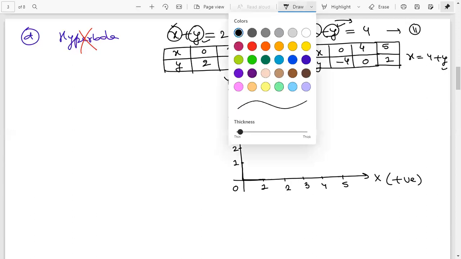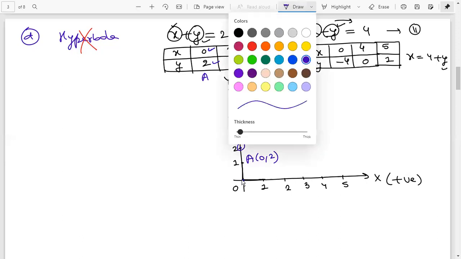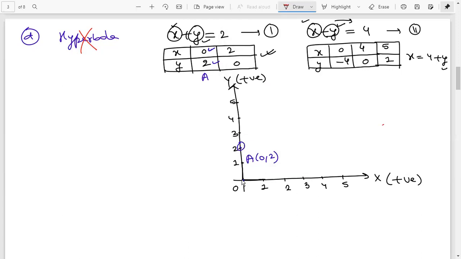So now we can plot this on graph paper. First, let this point be 0, 2. First x, then y. So 0, 2: x is 0, here y is 2. So this is point A, 0, 2, x is 0, y is 2. This is the point. I put this dot, 0, 2. Let me highlight in red. So 0, 2 will be here.